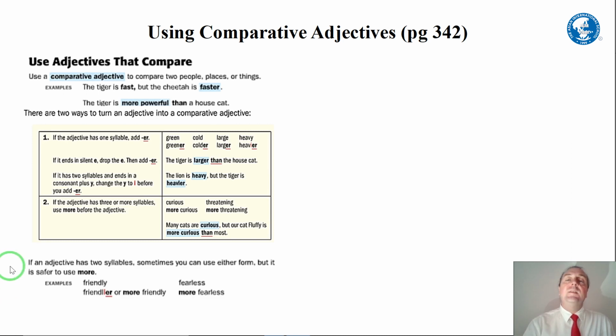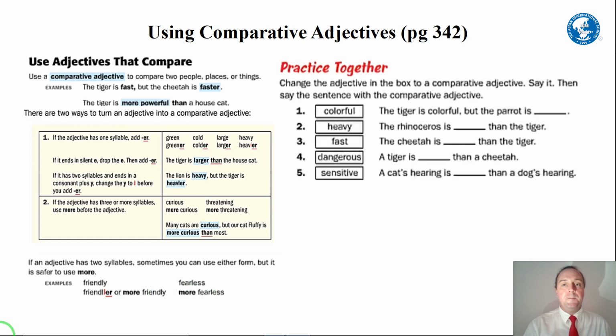Okay. If an adjective has 2 syllables, you can use either form. You can add er or you can use more. It is more common that we use more. So you can see friendly becomes friendlier or more friendly. Both are correct, but it is more common to say more friendly. And another example, fearless becomes more fearless, not fearlesser.